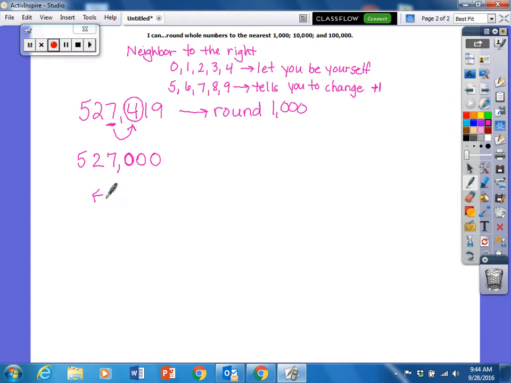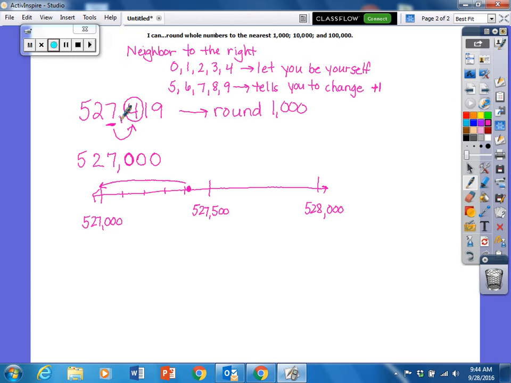If we were to look at our number line, we would have our 527,000 here, and we'd have our 528,000 here, because that's the next 1,000, and our midpoint would be 527,500. Now, where would the 400 go? 100, 200, 300, 400. It'd be about right here. So which direction would that be closer to? Yep, you guessed it, it's closer to 527,000.